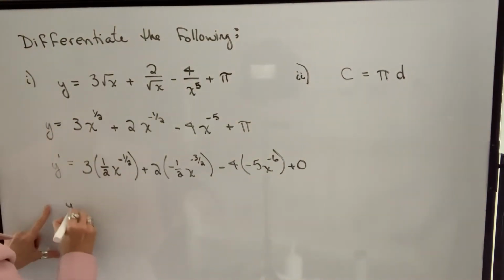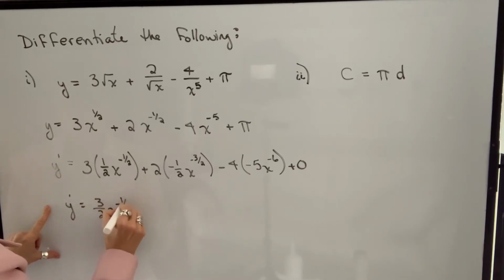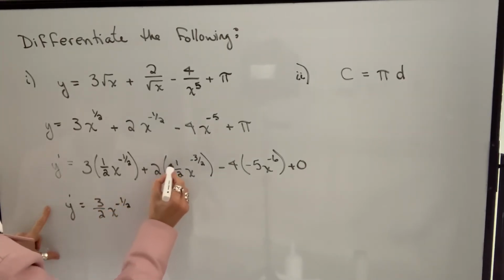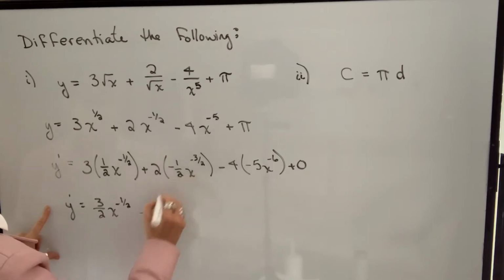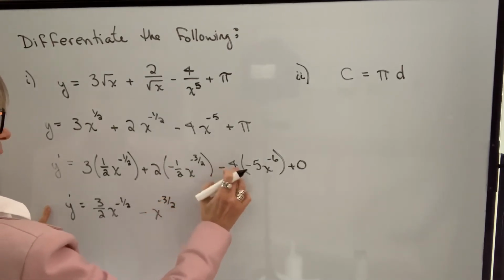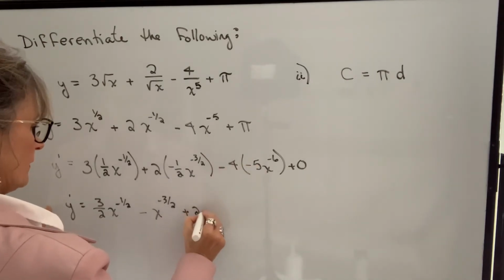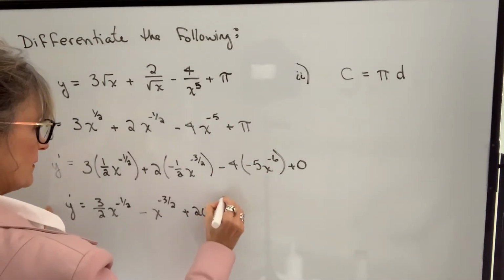Now we'll just clean it up. So it will be 3/2 x to the negative 1/2. 2 times negative 1/2 will be negative 1 times x to the negative 3/2. Negative 4 times negative 5 is plus 20 times x to the negative 6, plus 0.